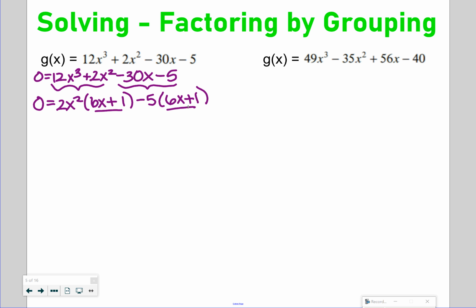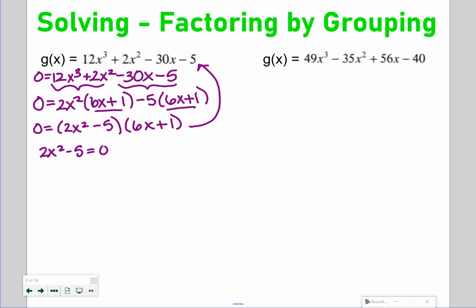So now we can write this in a condensed form. 0 equals 2x squared minus 5, the two things that I factored out, times 6x plus 1. And if you want to check at this point, you can FOIL, and you should be right back where you started. Now I'm going to set each of my factors equal to 0 and solve. I'm going to start with the one on the right. If I move the 1 over, I have -1, and divide by 6, I have -1/6.